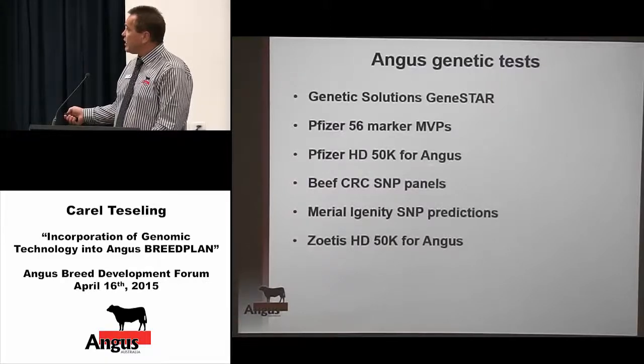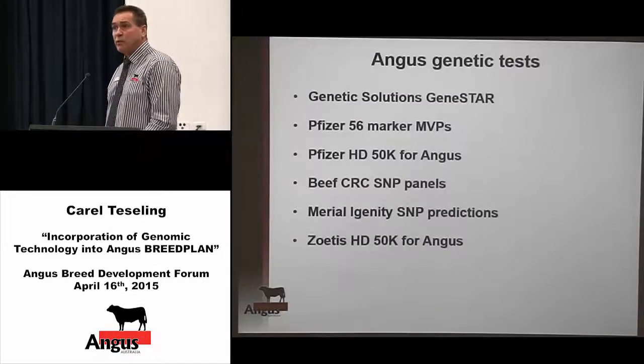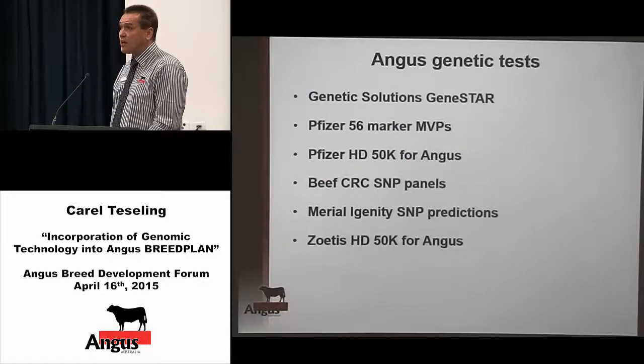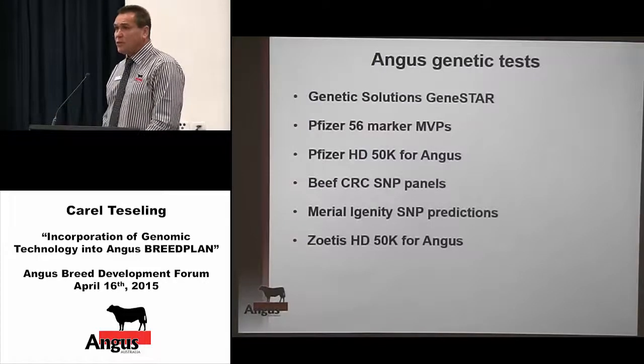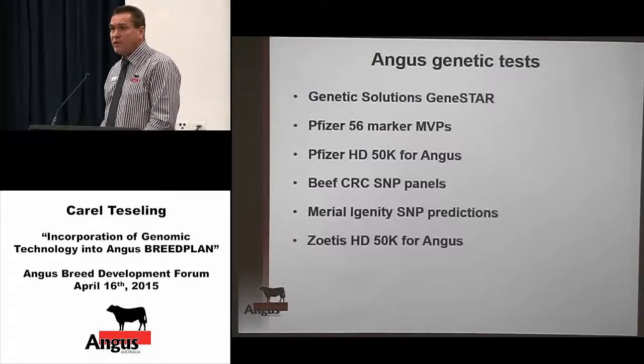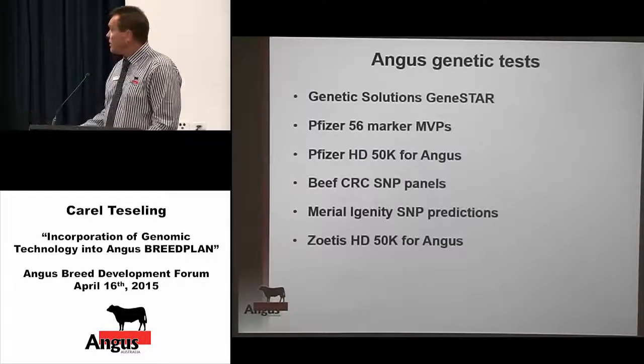Since then, in 2010, 2011, the HD50K for Angus product was released, and it was implemented so that we were able to start to use that data in BREEDPLAN. Up to that point, that data was available, but it wasn't included in BREEDPLAN. Therefore, EBVs couldn't be impacted or influenced by the genomic information. So that's where that started to occur.